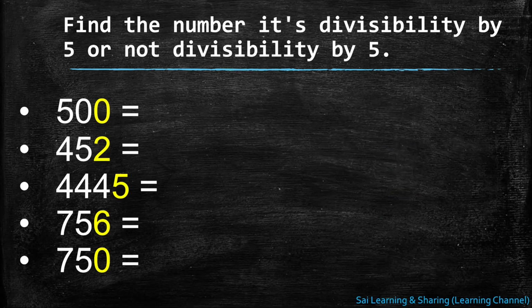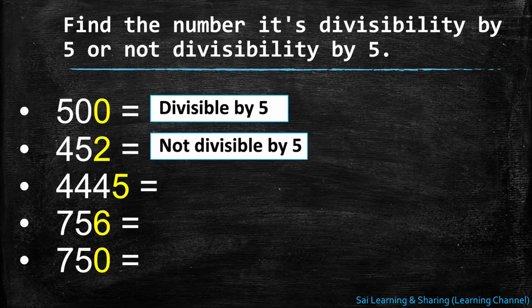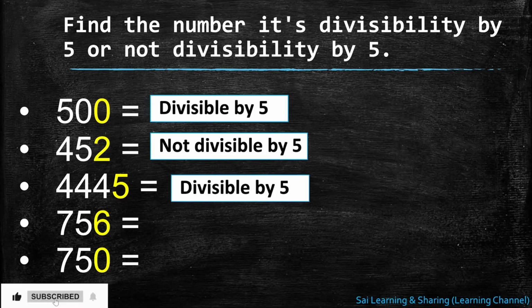The first question, 500. In the ones place it is written 0. So it is divisible by 5. Second question, 452. In the ones place it is written 2. So it is not divisible by 5. Then the third question, 4445. In the ones place it is written 5. So it is divisible by 5.